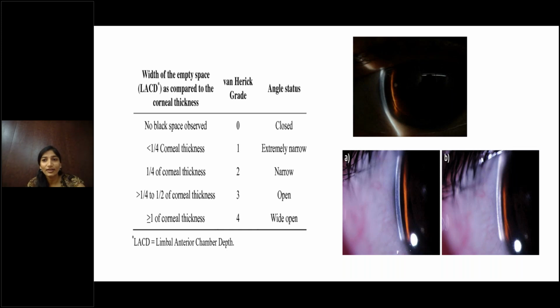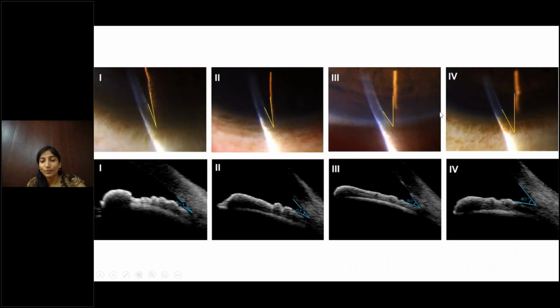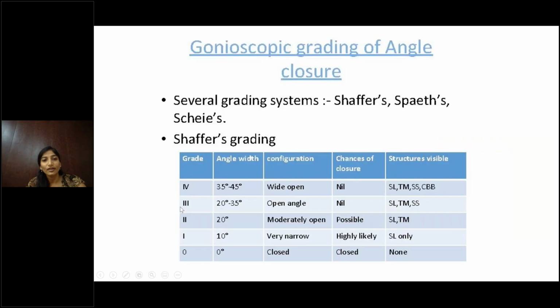Again, you can see here, this grade 4 is nice, widely open, then grade 2 and grade 1. So in grade 4, the angle is somewhere around 35 degrees and you can see all the structures. In grade 3, it is somewhere around 25 to 35 degrees. In grade 2, around 20 degrees. In grade 1, less. Okay, so that was the slit lamp grading.